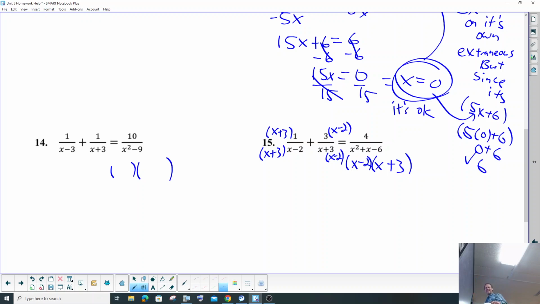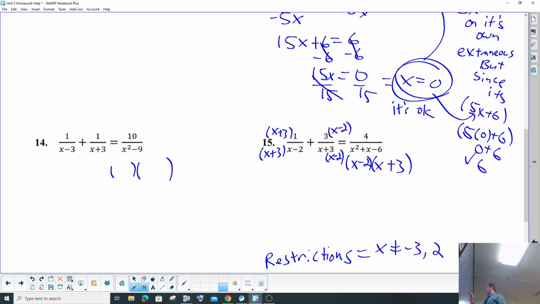But first, just in case, let's go and list those restrictions, okay? What would the restrictions be? The exclusions? So x can't equal negative 3 and positive 2. So those are our restrictions. So hopefully we don't get either of those as our solution, else we'd have to mark that as extraneous and not an answer. So let's see here.